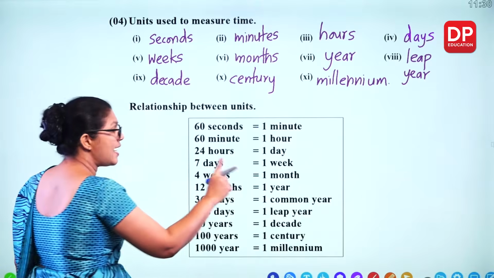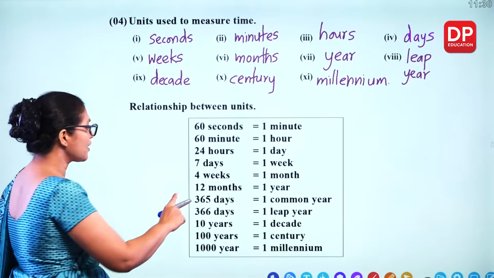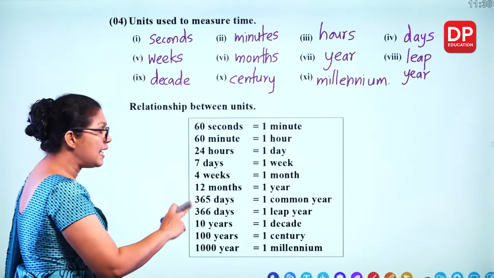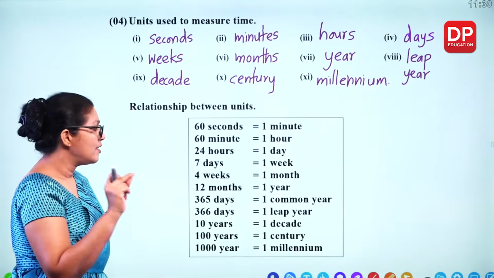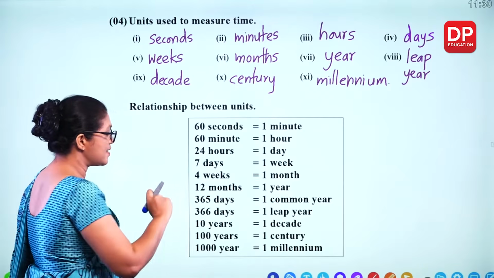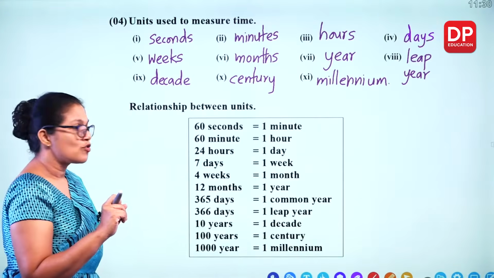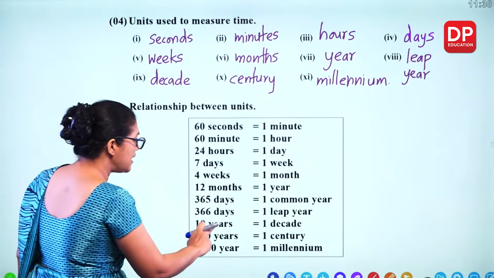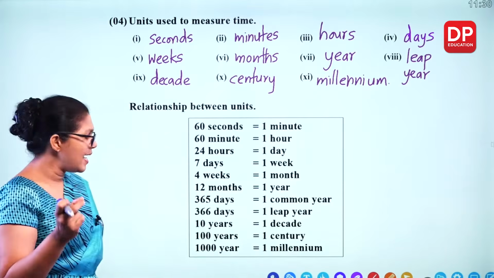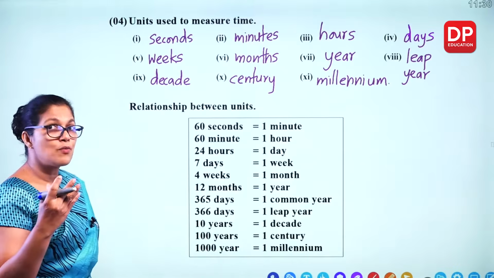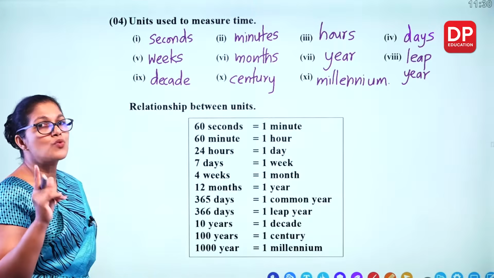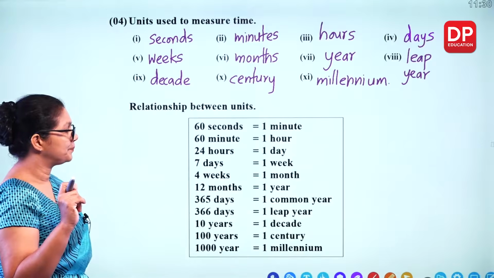And how many days for a year? 365 normally. But leap year, you get 366 days. So every 4 years we get leap year. 10 years means 1 decade, and 100 years we call century, and 1,000 years, that's 1 millennium.